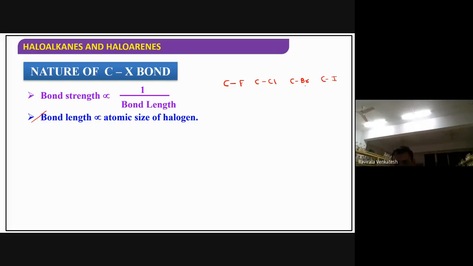You have to observe the halogen. This halogen has more atomic size. Now this halogen, if you observe, has less atomic size. Because of this, it has less bond length. Next, iodine has more atomic size, so it has more bond length. Now, based upon this, which has more bond strength? Tell me, C-F bond or C-I bond?